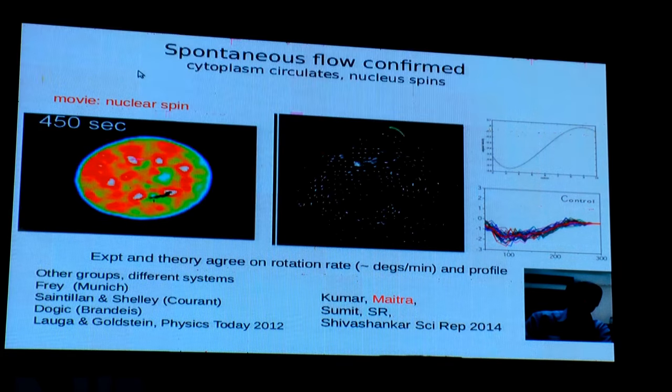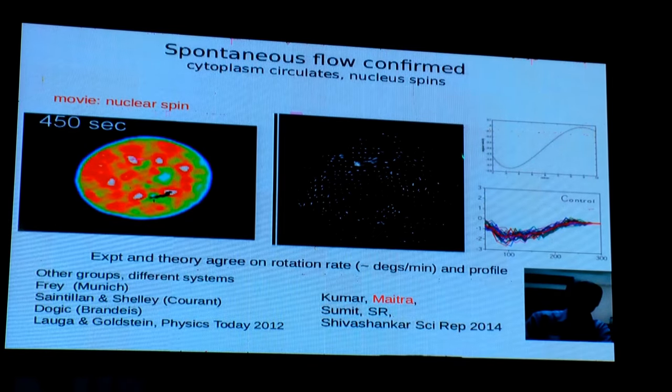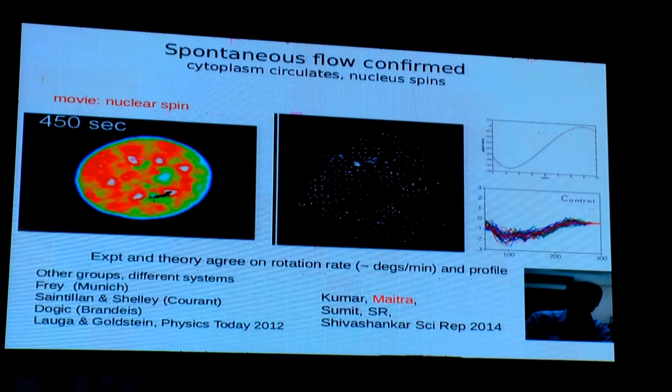And if you look at the surroundings of this nucleus, you find that these cytoskeletal filaments are all nicely aligned, kind of aligned but with a slight distortion, and there's a circulating flow going on there. The flow has a profile which we can calculate, and which you can compare to the measured value, and at least qualitatively it looks very similar. The rotation rates also look very similar.